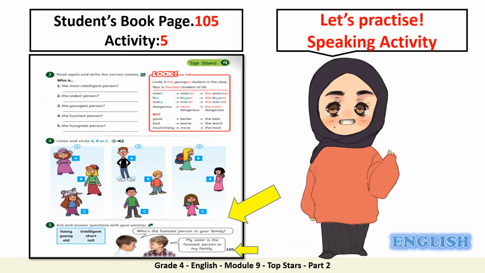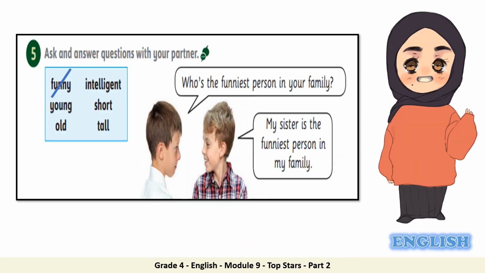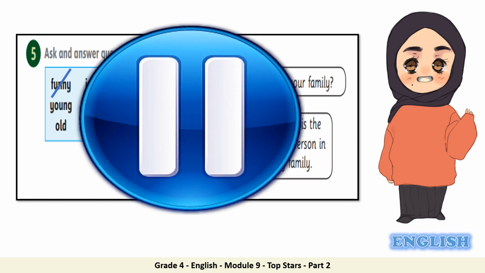Let's practice. Open your student's book, page number 105, activity number 5. Ask and answer questions with your partner. Let's listen to the given example. Who's the funniest person in your family? My sister is the funniest person in my family. And now I want you to pause this video and find a partner to help you ask and answer questions using the adjectives in the blue box.